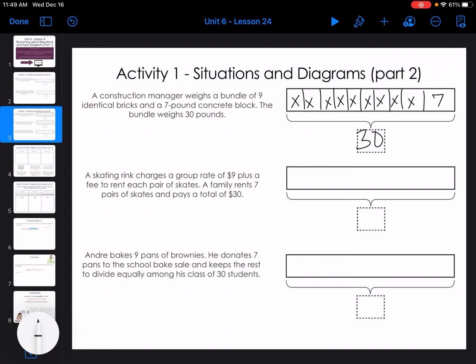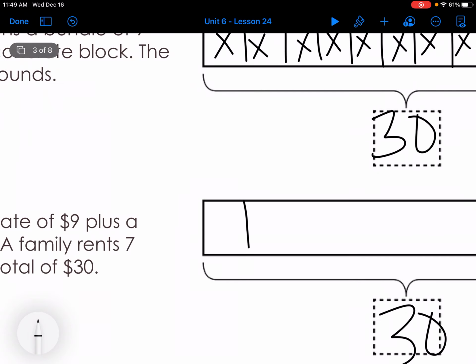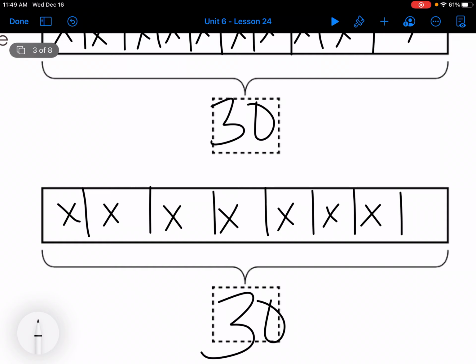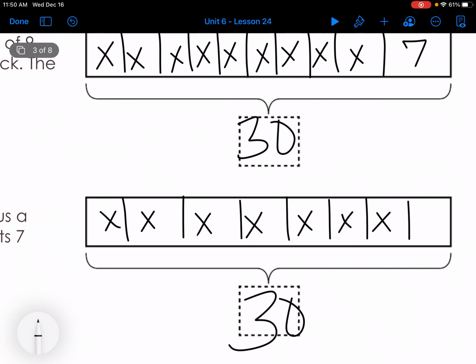The next one says the skating rink charges a group rate of $9 plus a fee to rent each pair of skates. The family rents 7 pairs of skates and pays a total of $30. So the total is 30, so that's where the 30 is going. I know that it's a family of 7. So 1, 2, 3, 4, 5, 6, 7. So I know that I'm splitting the fee for the skate rental into 7 equal groups. Because when you go to the skating rink, if you think about going up to New Bern, they're not going to charge your mom extra for her skates than your dad or whoever. And it was $9.